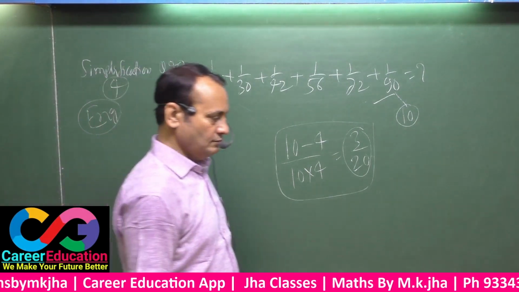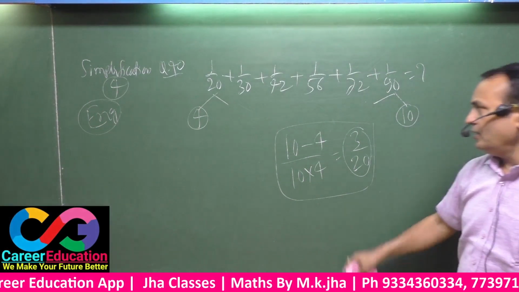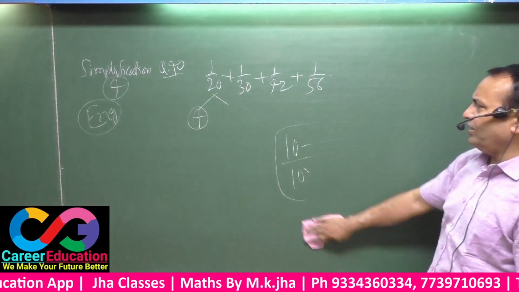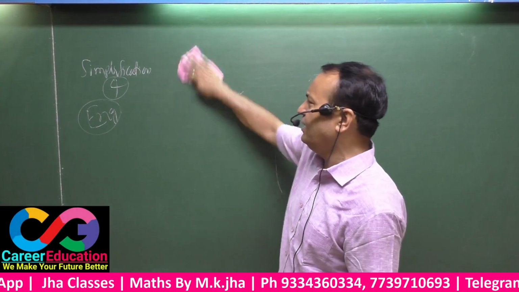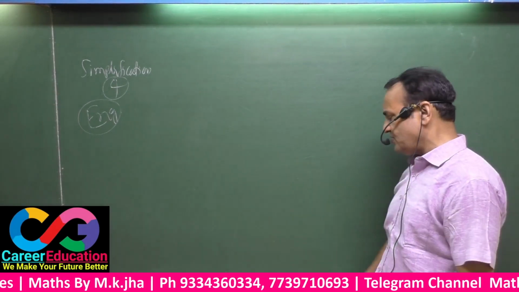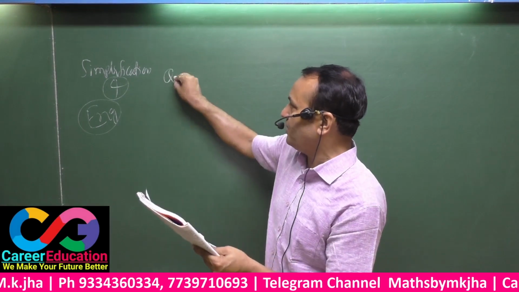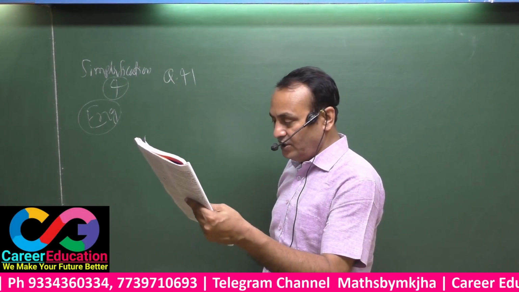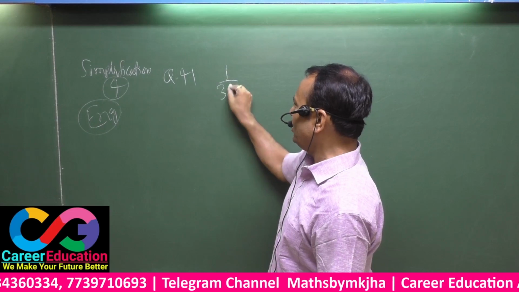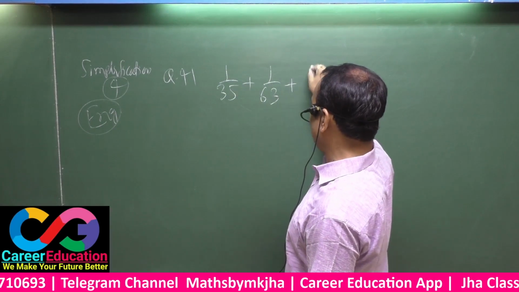Now the next question is question number 41. That is also exactly the same, but there may be a bit of change in the situation. You have to pick up that situation. What is the minimum change there? Now coming to question number 41, and 41 is, see here, 1 by 35, 1 by 63, 1 by 99, 1 by 143.